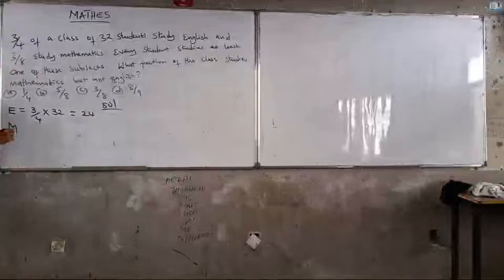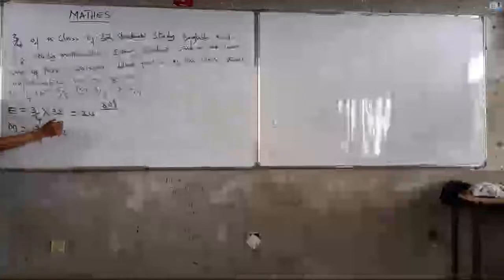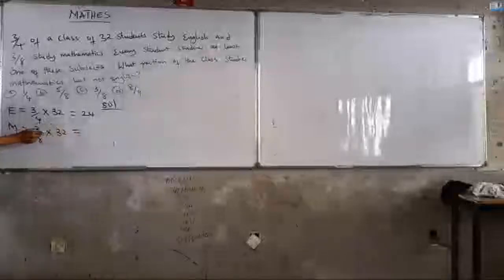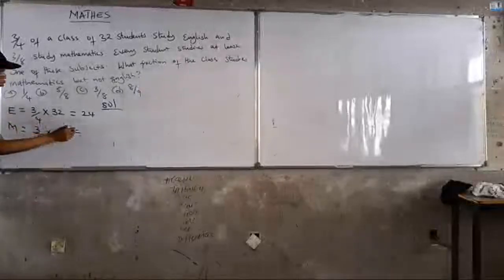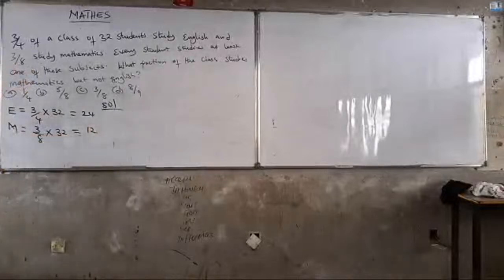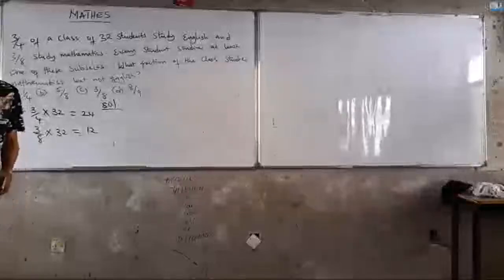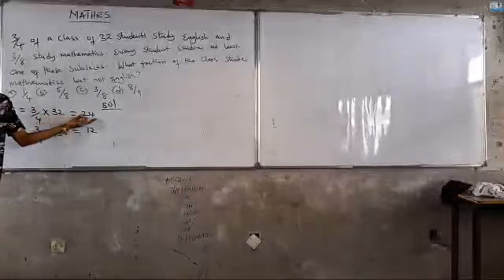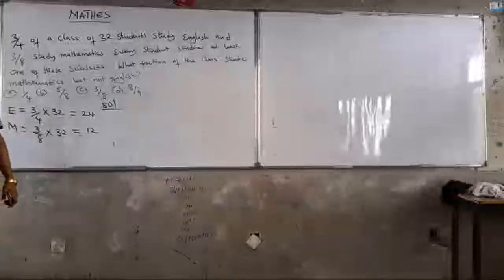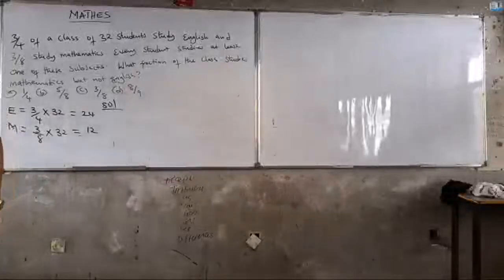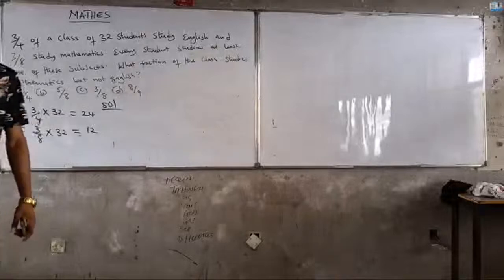Now mathematics, they say 3/8 of the class studied mathematics, right? So 3/8 of 32 is what? 12 persons studied mathematics. But listen up, how many persons are in the class? 32 persons, right? Add the two together, what do you get? 36, which is more than the total number of persons in the class. So it simply means that some persons offered both English and mathematics.